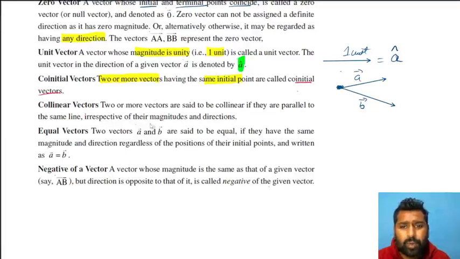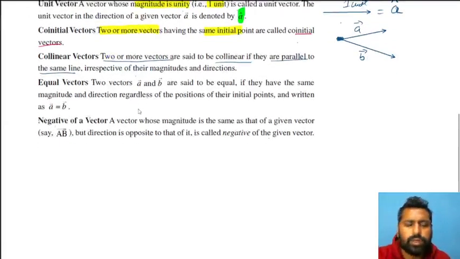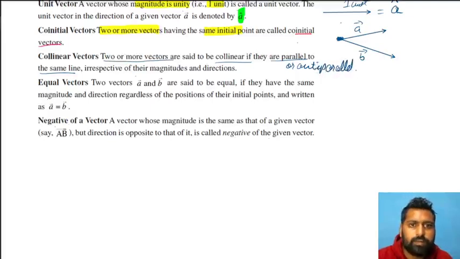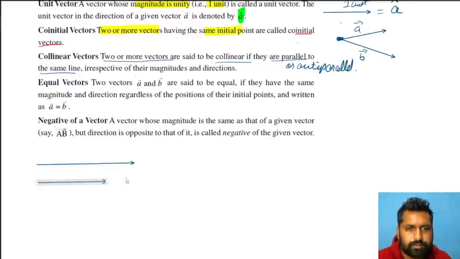Next is collinear vector. Now, collinear vector, you have to understand, two or more vectors are said to be collinear if they are parallel to the same line, irrespective of their magnitude and direction. But I basically try to understand this as parallel or anti-parallel. Now what is the meaning of anti-parallel? Let me show you. This is a vector, this is a vector.